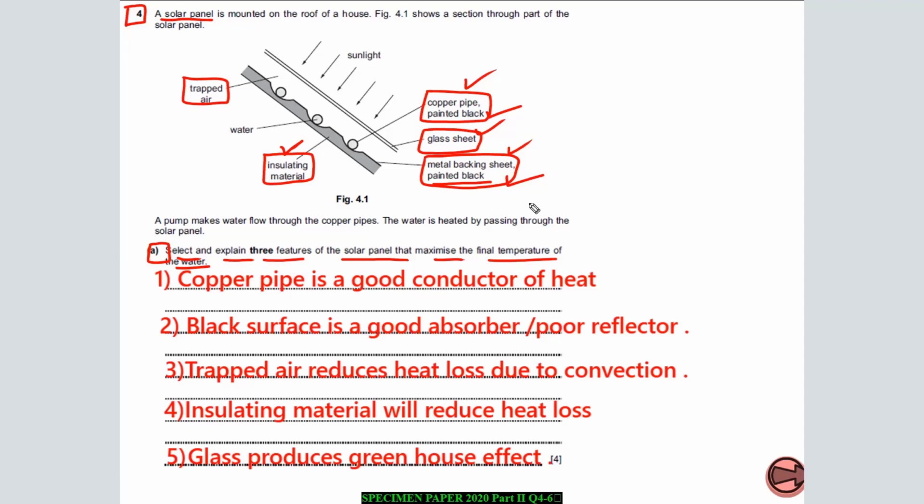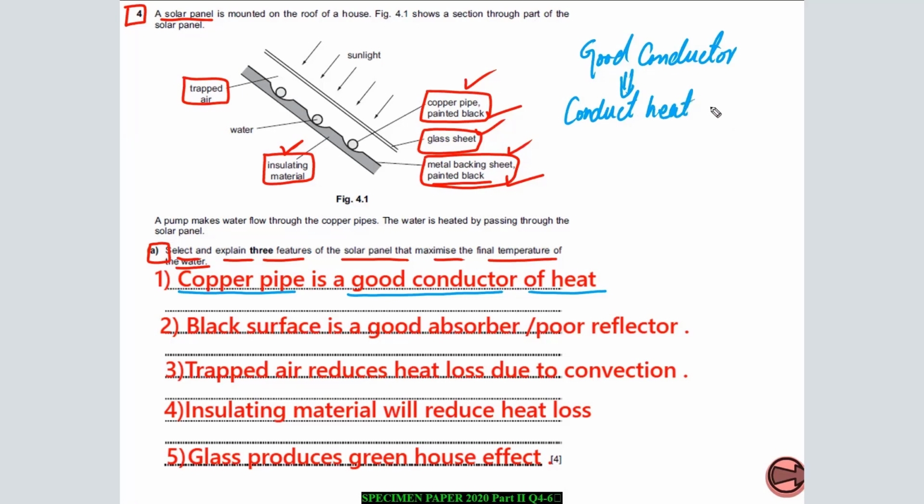So you can see here, first of all, I have mentioned copper pipe. This is one feature, and why we are using copper pipe? Because it is a good conductor of heat. We need to understand what good conductor means. Good conductor simply means that material can conduct heat quickly and easily. So this is benefit of good conductor, quickly and easily.